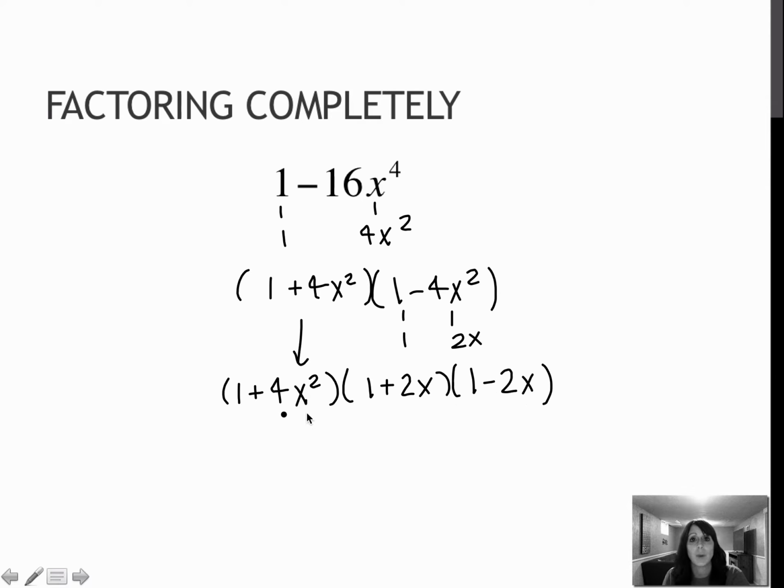I've already checked this one. I know it doesn't break down further. So even though it's possible to have 4 binomials, my final answer will have 3.